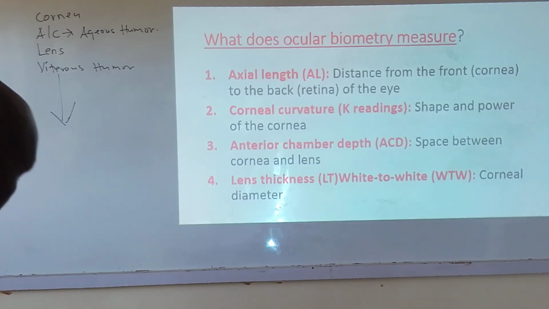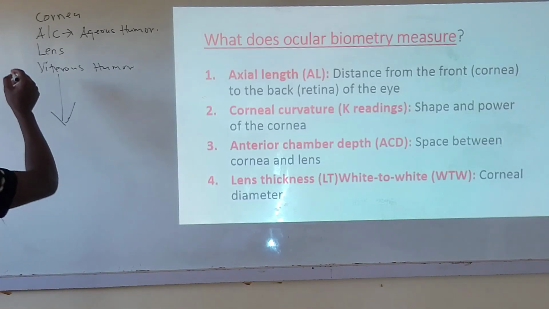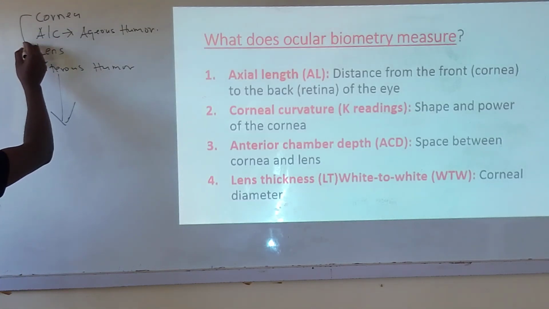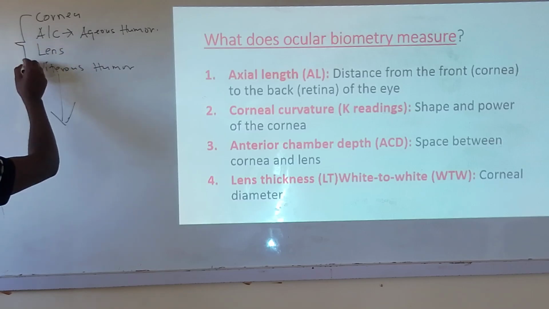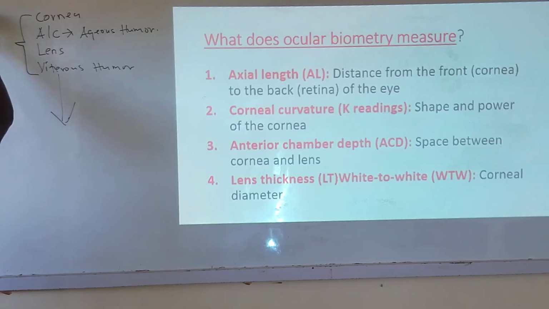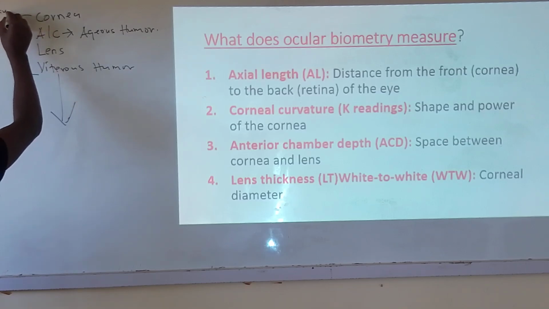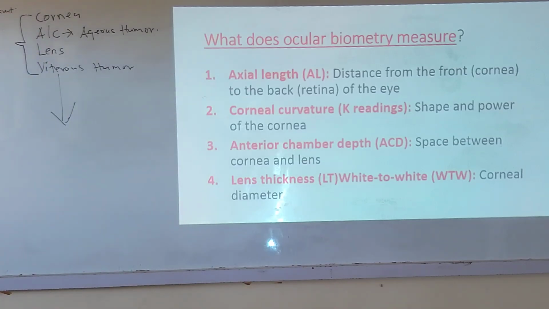So all these structures you see here have characteristics. Number one, they must be transparent. Why? So as to allow light to go through. Number two, they have refraction. They can do refraction.